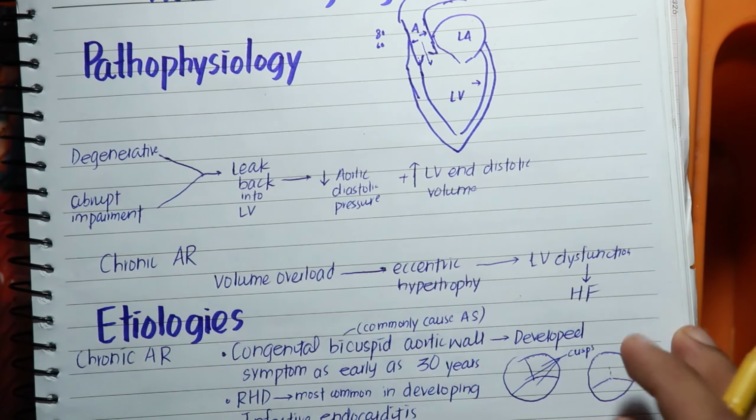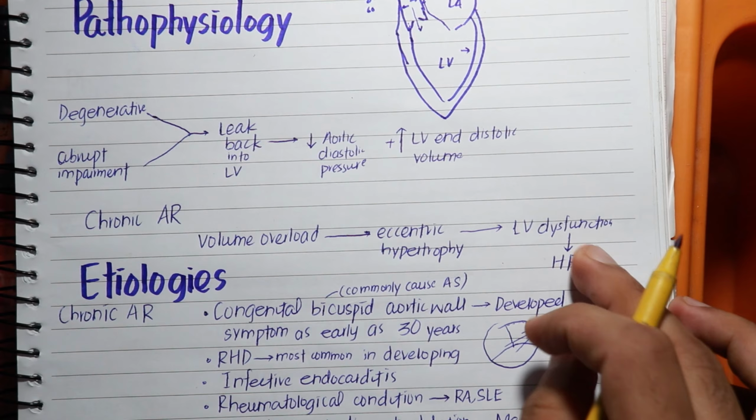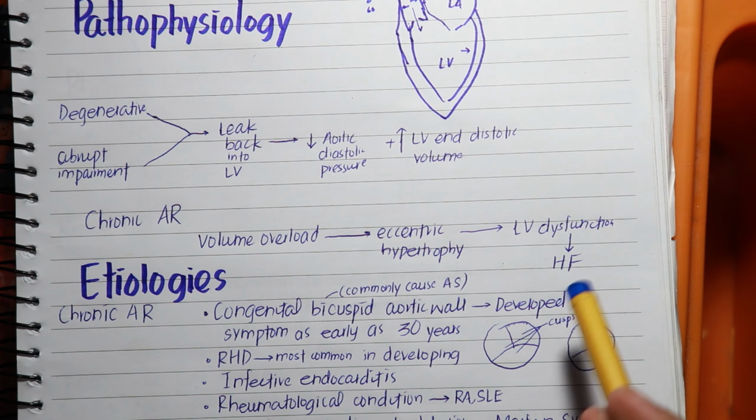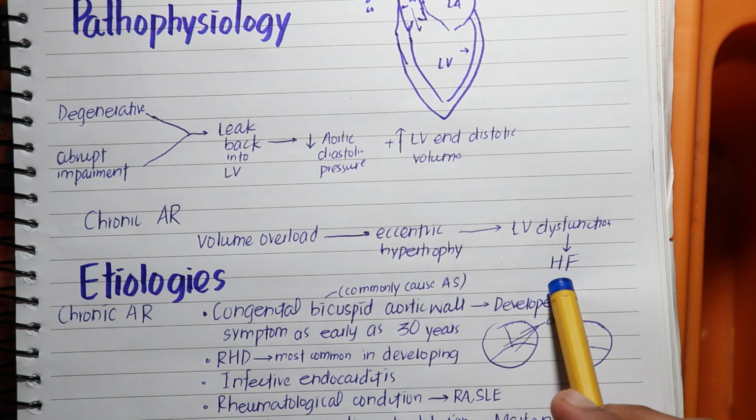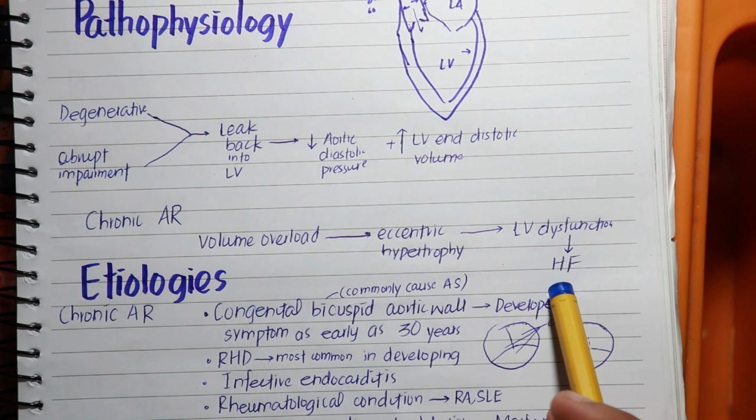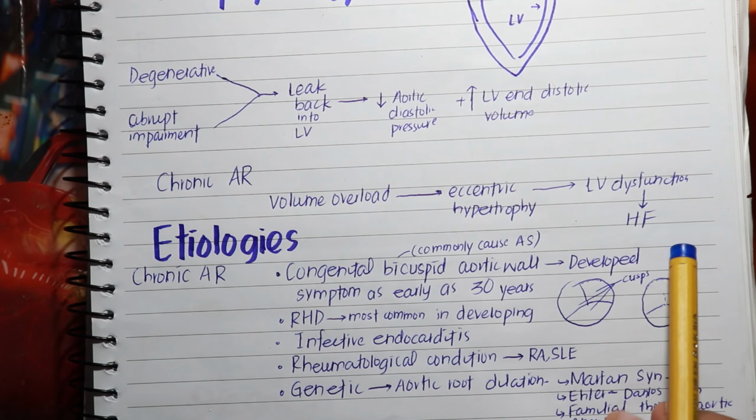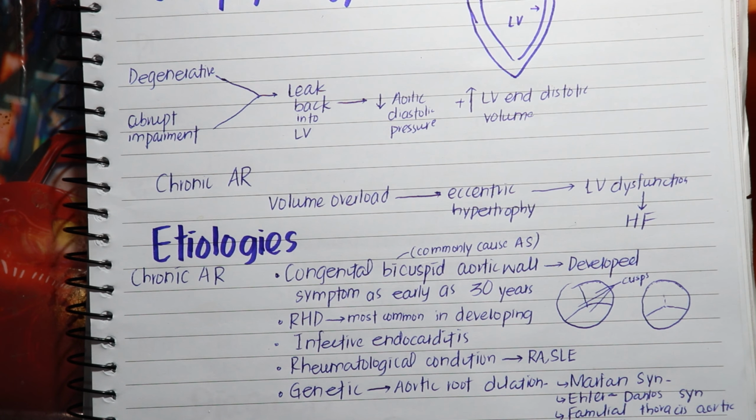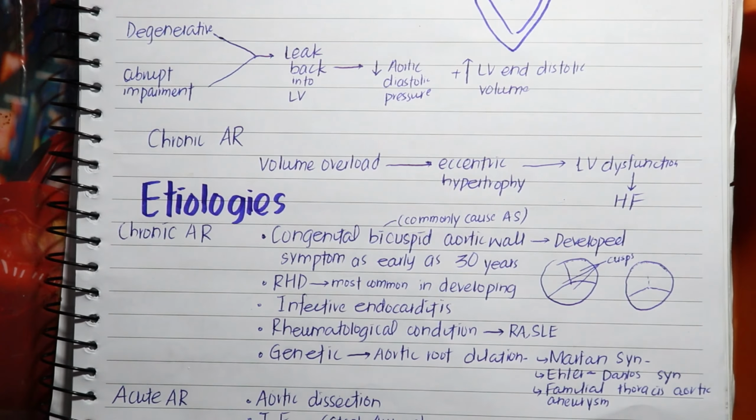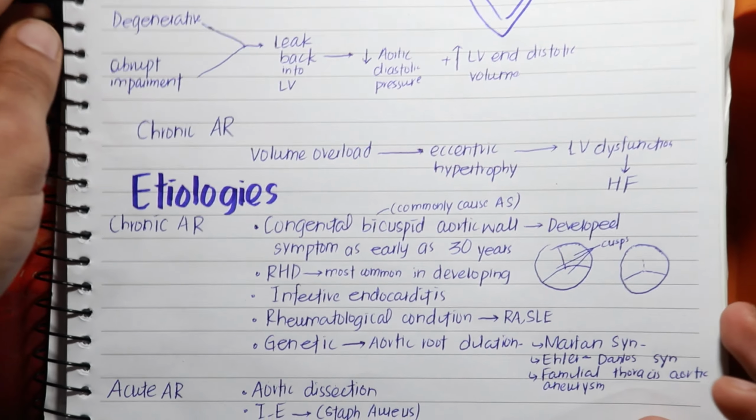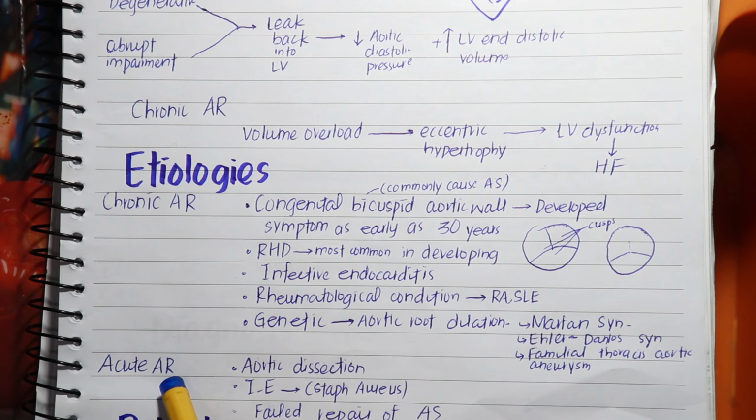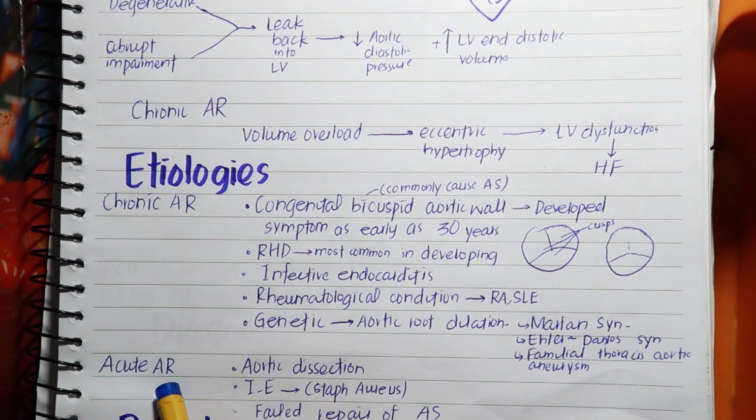Okay, and there is left ventricular dysfunction. So the left ventricle doesn't work and ultimately leads to heart failure. This is its pathophysiology. Now come to the etiologies. What are the causes of aortic regurgitation? We have divided them into either chronic aortic regurgitation or acute aortic regurgitation.